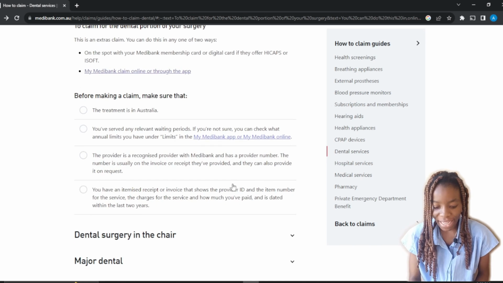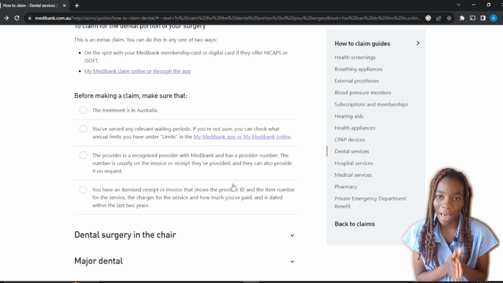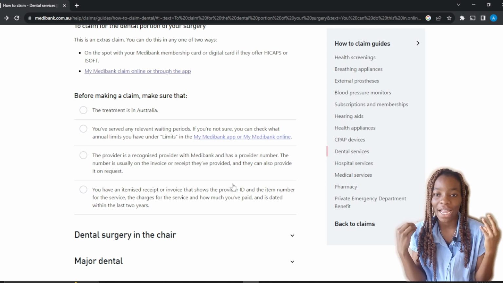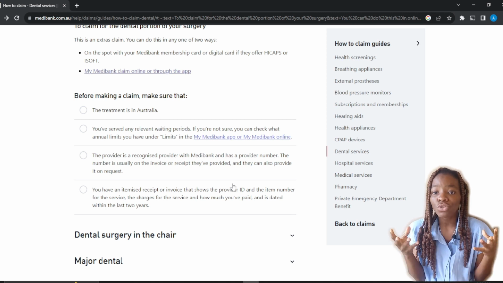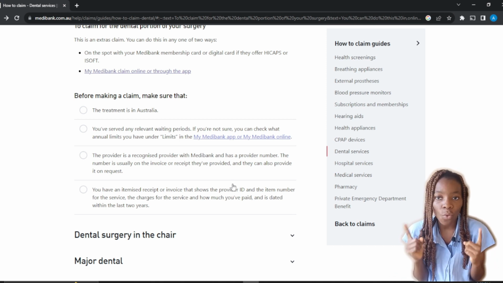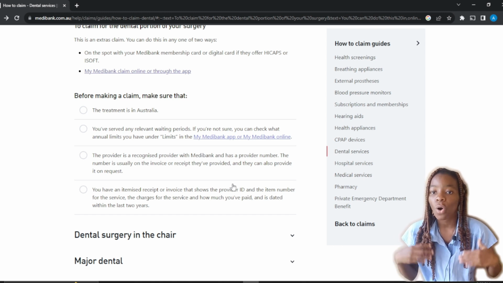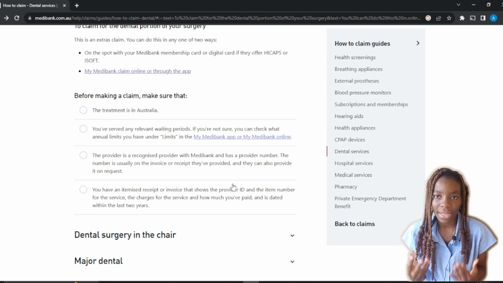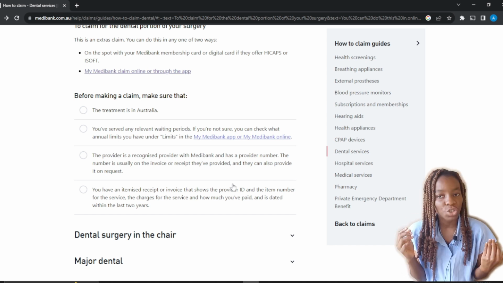So before making the claim, now this is the core part of this tutorial. You need to be sure that you have met each of these requirements. You have checked all of the boxes, because if you don't check all of the boxes, then you are not eligible. So you need to be sure that you have all of these requirements that is going to help you with the claiming process. Number one, the treatment is in Australia.